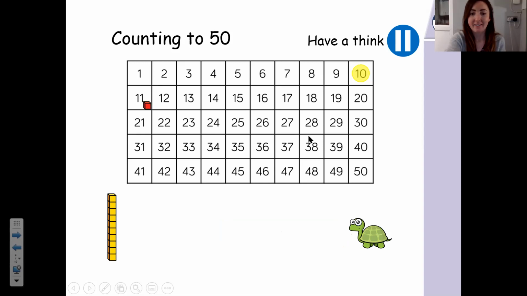Okay, let's keep counting. So 11, 12, 13, 14, 15, 16, 17, 18, 19, 20. So how many have we just counted? How many ones was that? 10 ones, because as we know, each row has 10 in it. So 10 ones, which is the same as 1 ten. Okay, so now we're representing 20 with our Deans. We've got 10, 20. Let's count on from 20 again.